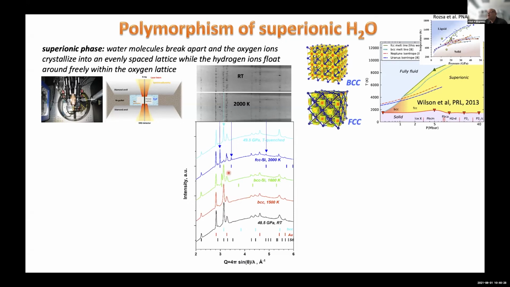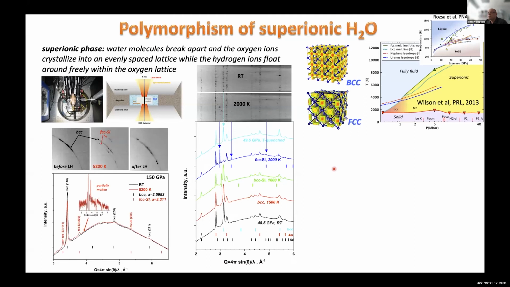When we increase the temperature higher, we can see new peaks appear that tell us that we have an FCC phase. And when we quench the sample, we go back to ice 7. So there are no chemical reactions. It's just a pure phase transition. When we go to higher pressure, we can see formation of only the FCC phase. So at 150 GPa, black is the ice 7. When we heat it up, you can see the appearance of new peaks that belong to the FCC lattice.